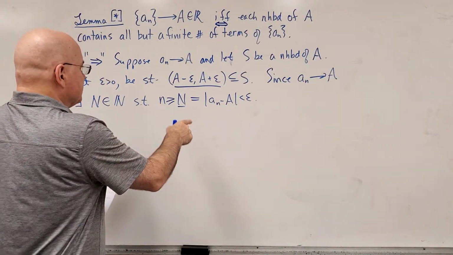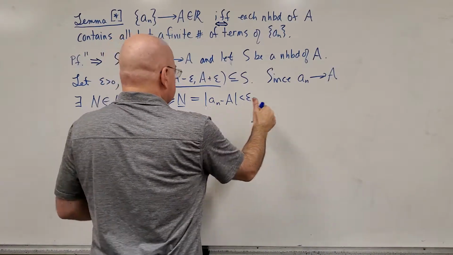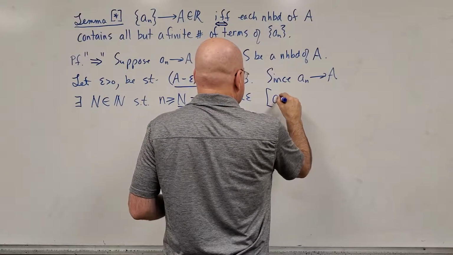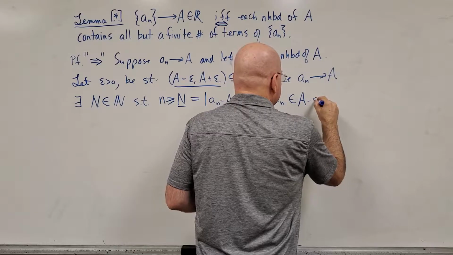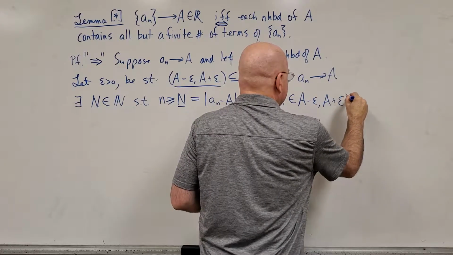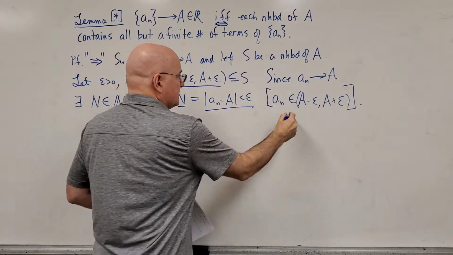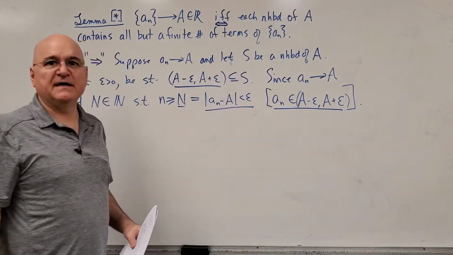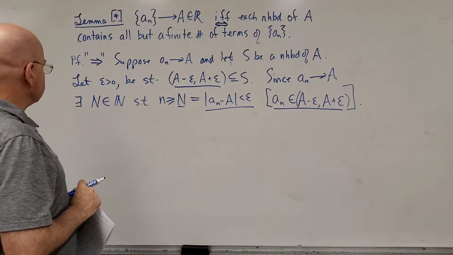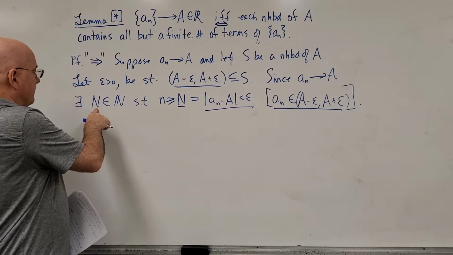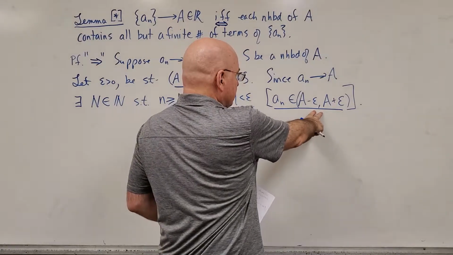All right, notice what this means. Another way of writing this is that a_n is in the interval a minus epsilon to a plus epsilon. So this right here is the same thing as saying that. Those are equivalent statements. Okay, so for all n greater than capital N, a_n is in this interval.